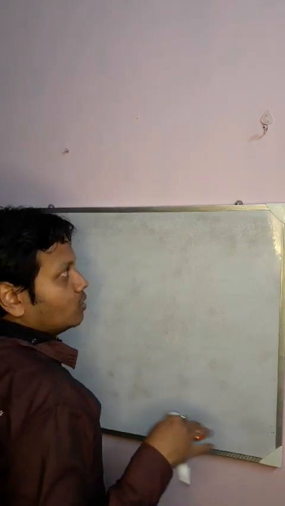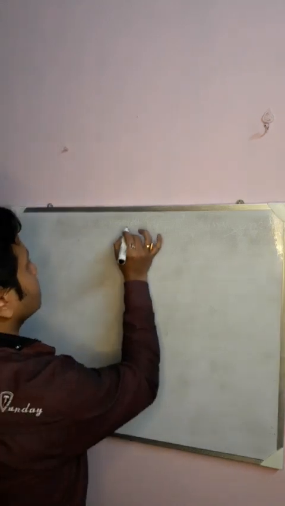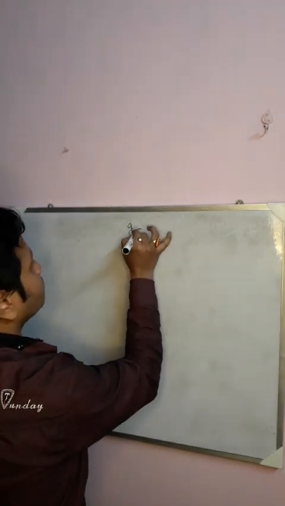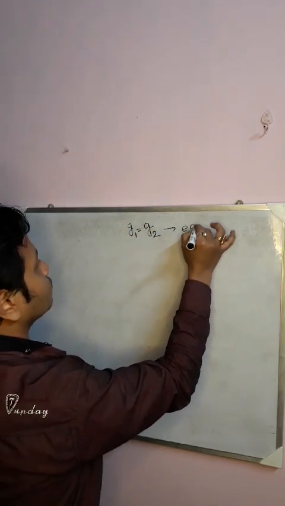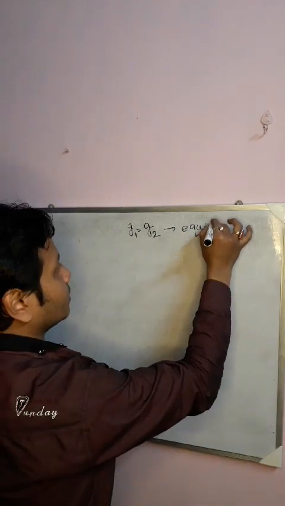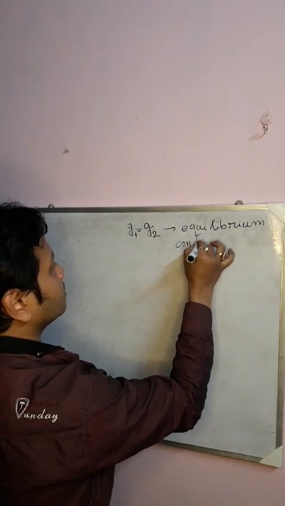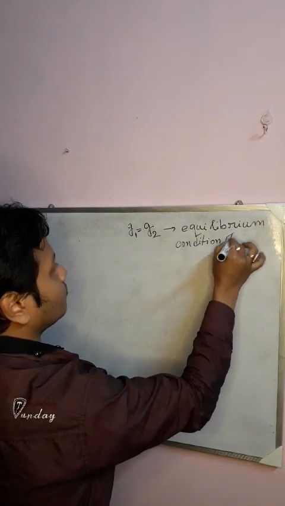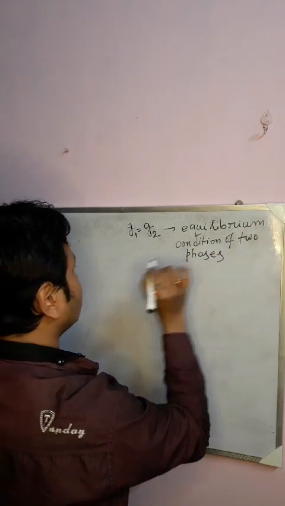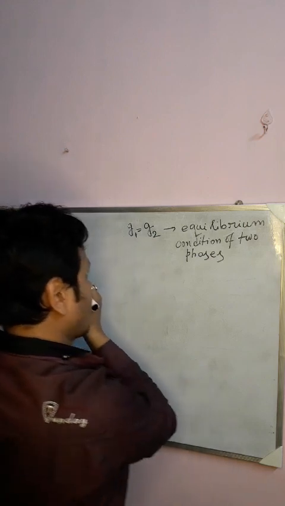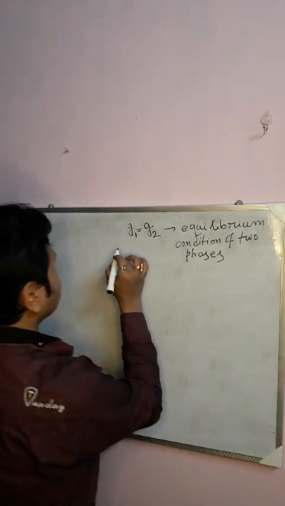Now we will study it later that the condition of equilibrium between the two phases is that their Gibbs potential must be equal. This is the equilibrium condition of two phases, which we will study later. So let us check whether starting from this condition we arrive at Clausius-Clapeyron equation or not.